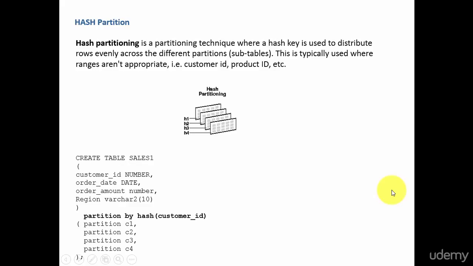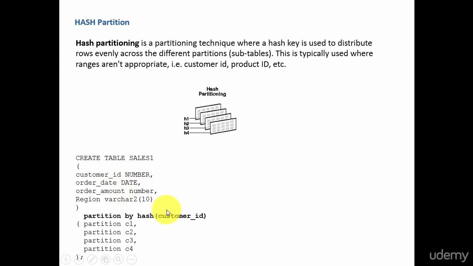In this session, let's learn about hash partition. Okay, hash partitioning uses a hash key to distribute your rows evenly across the different partitions. For example, if you give a column like a customer ID or a product ID to the hash algorithm, based on the value a hash key is created, and based on that hash key it distributes the data evenly across the different partitions. Whenever range partition or list partition is not appropriate for you, those are the scenarios where you go for hash partition.